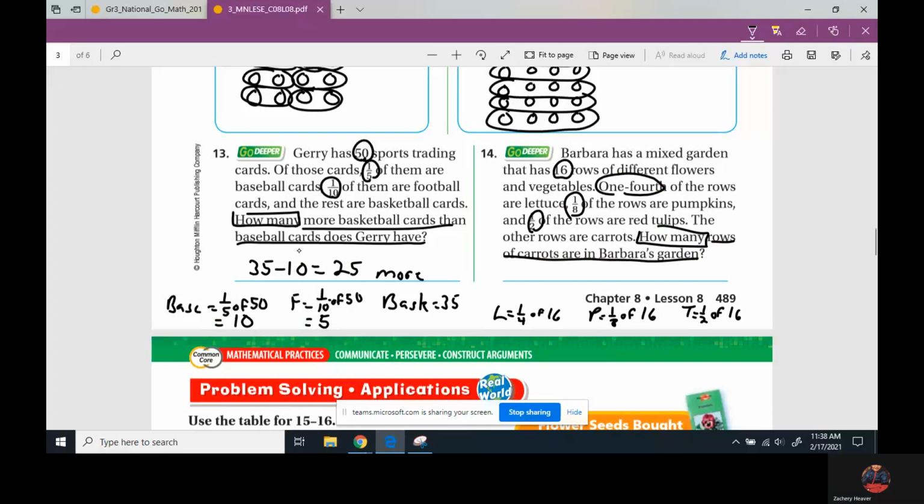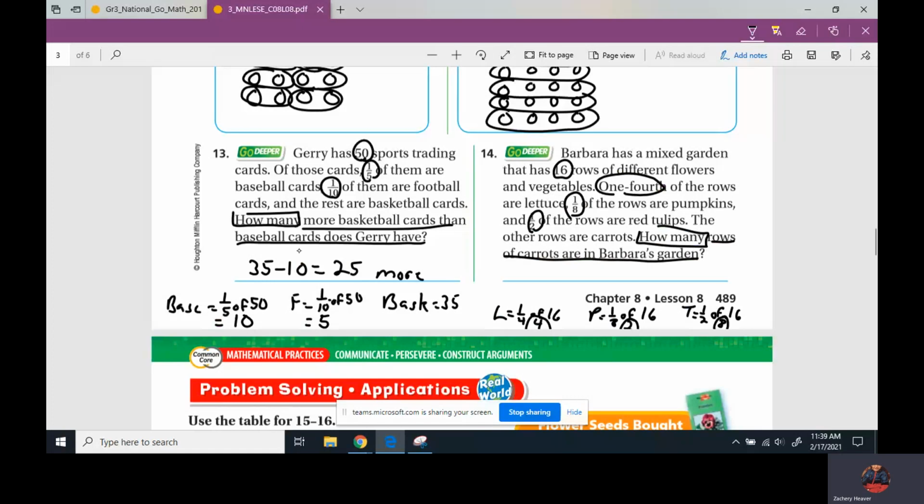So ask yourself, how many times can 4 go into 16? 4, 8, 12, 16. So lettuce is going to equal 4. How many times can 8 go into 16? 8, 16. So pumpkins is going to equal 2. And how many times can 2 go into 16? It is 8. So tulips equals 8.